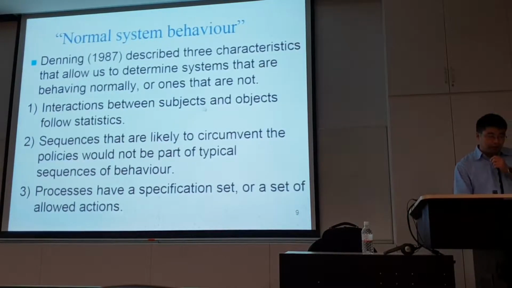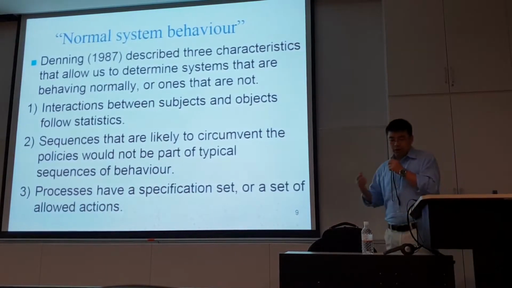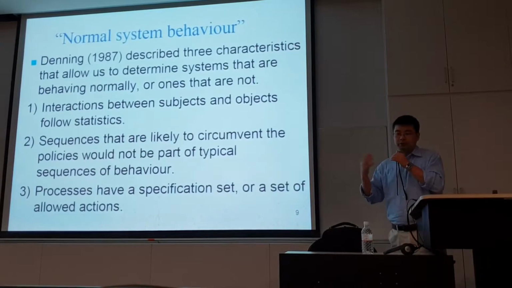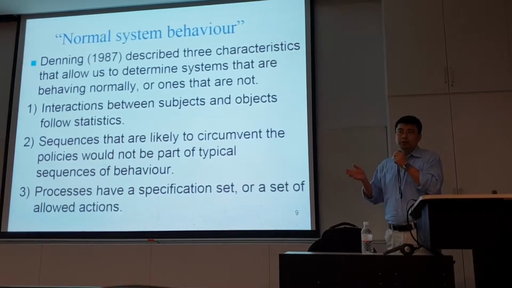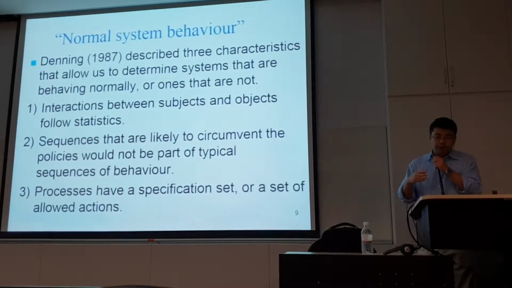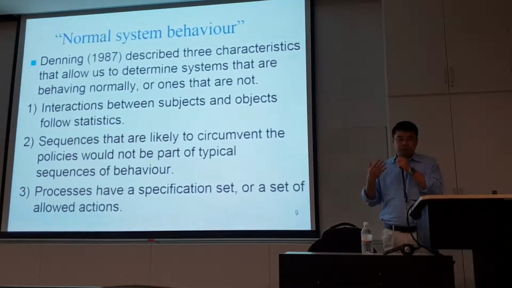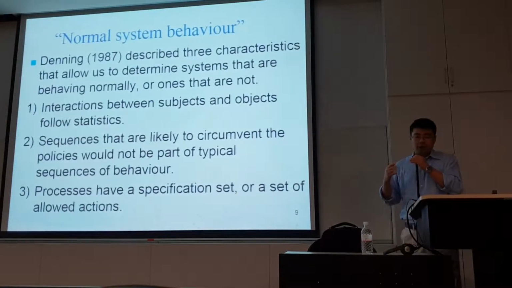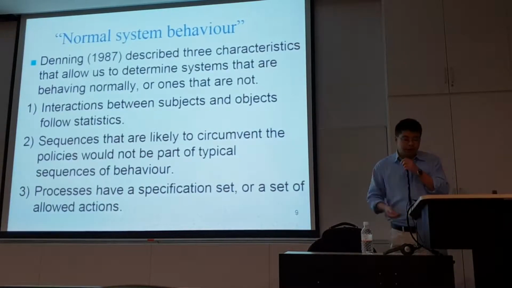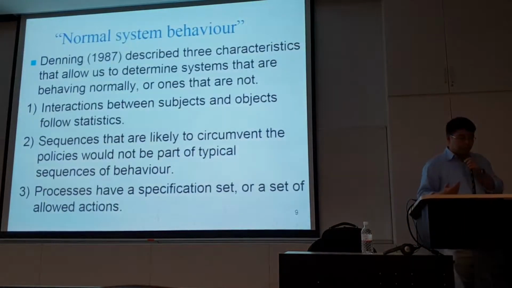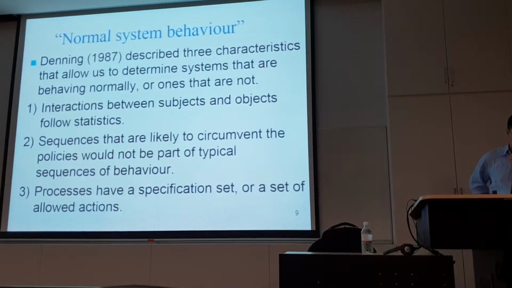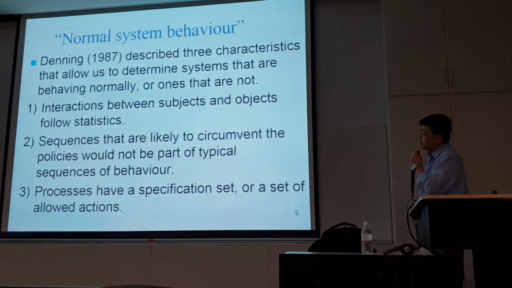First, interactions between subjects and objects follow statistics. If you collect sufficiently many samples of the user's activity, you can define a distribution, and the assumption here is that the user behavior will follow a normal distribution. For example, how many times you log into a system, how long the session is, and how many files you process. Usually these interactions between subjects and objects follow statistics.